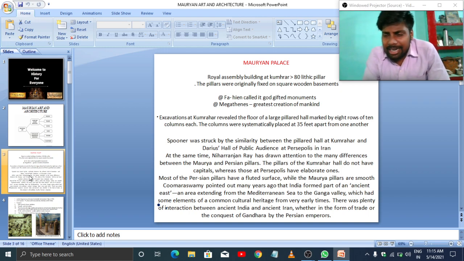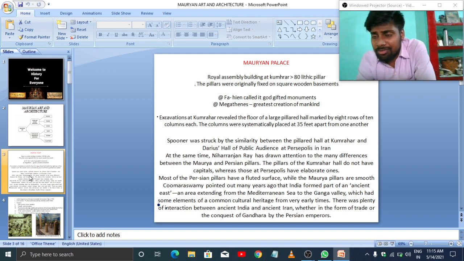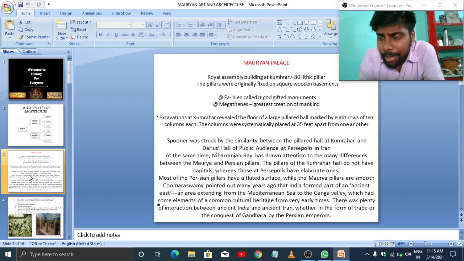Other scholars like Coomaraswamy have also pointed out that India was earlier part of the ancient East, and the land stretched from the Mediterranean Sea to the Ganga Valley, and there was also interaction of traders. So that resulted in influence by the Persian Empire on the Mauryan Empire as well. That can be a reason, because India belonged to the same region to which Persia or Iran belonged. So that can be one aspect.